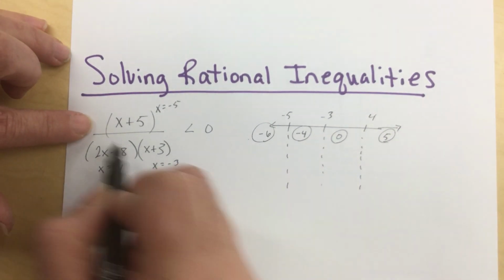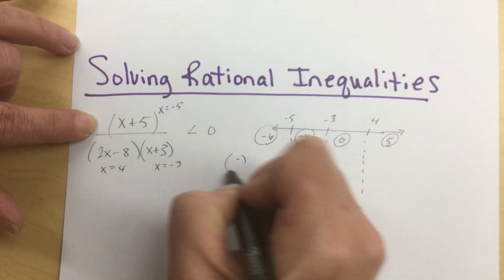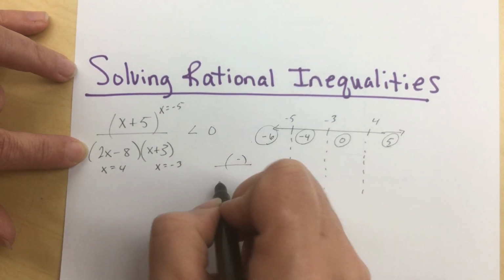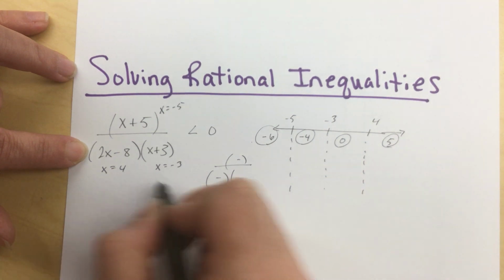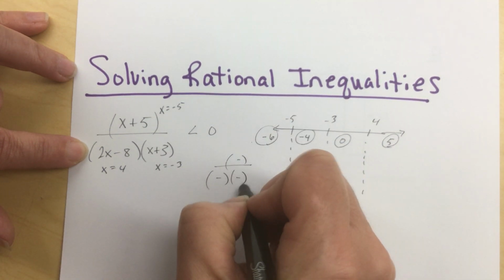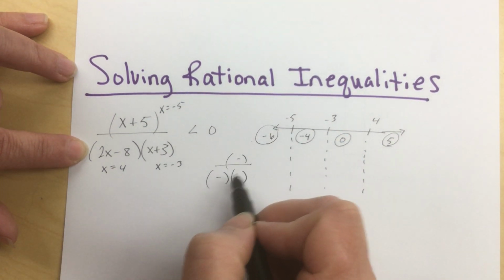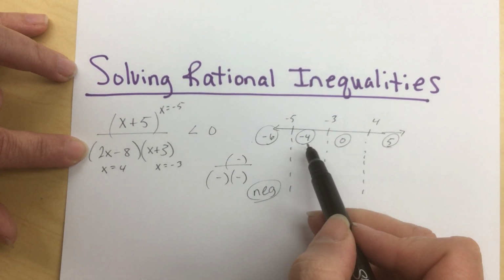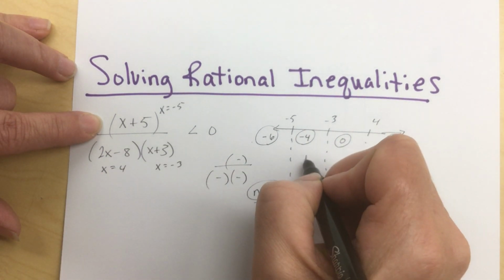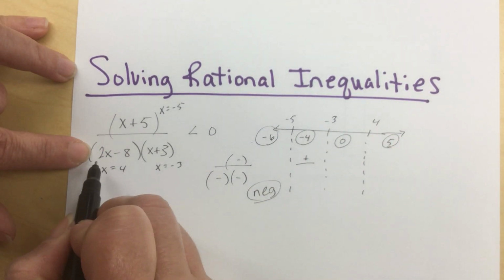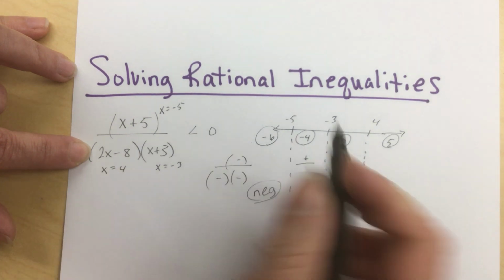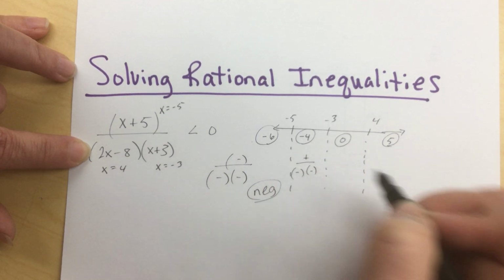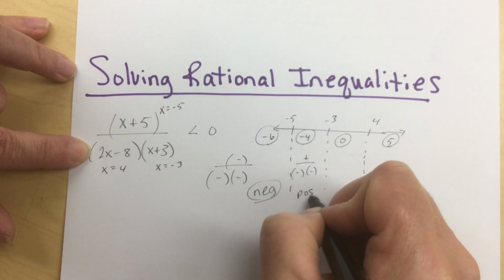So if I take -6 plus 5, that's going to give me a negative number. And then it's going to be divided by -12 minus 8. That's going to be another negative. And I'm also going to divide by -6 plus 3, which is another negative. So I would have 3 negatives. 3 negatives gives me a negative answer. I'm going to take -4. -4 plus 5 is going to give me a positive on top. -8 minus 8 is going to give me a negative. And -4 plus 3 is a negative. 2 negatives makes a positive.